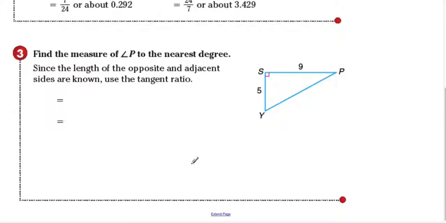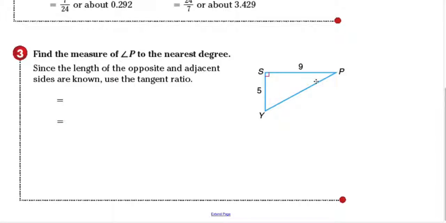So let's take a look at example number 3. Example number 3, find the measure of angle P to the nearest degree. Since the length of the opposite and adjacent sides are known, use the tangent ratio. So what does that mean? We want to find angle P in this case.